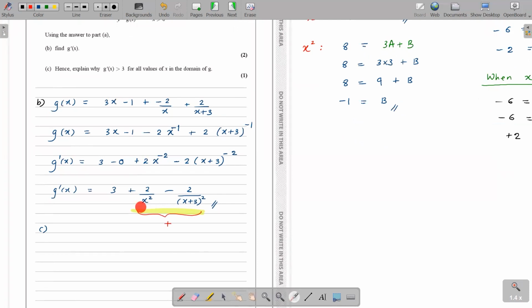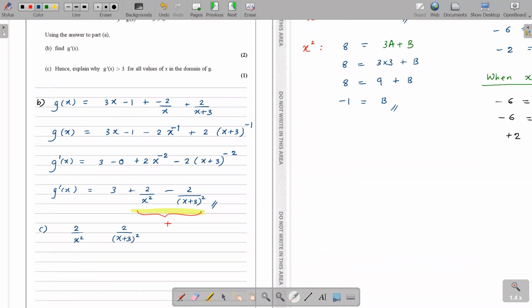You can see the denominator here is x squared. Here the denominator is (x plus 3) squared. The numerators are the same. So when you compare, are you aware that the larger the denominator, the smaller the value, right? 1 over 2, 1 over 3: 1 over 2 is larger. What happens when the number gets larger? When the number gets larger, the value drops, right? So 1 over 3 is smaller than 1 over 2.